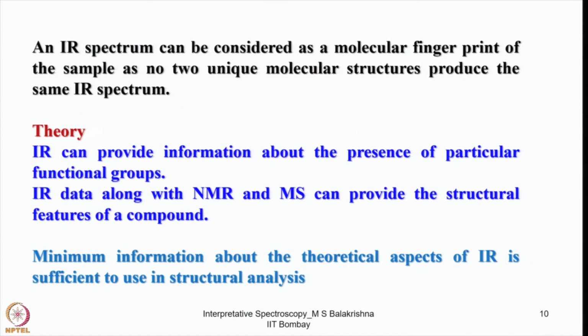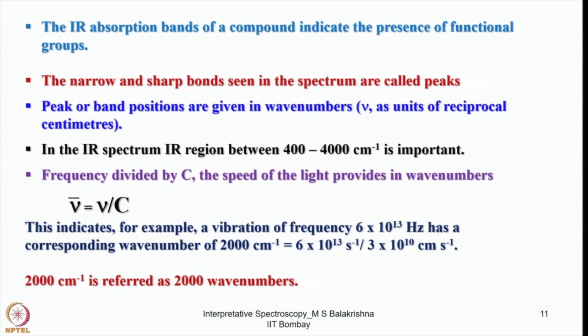Minimum information about the theoretical aspects of IR is sufficient for structural analysis, so I am not going into the details of theory, since my aim is to focus on interpretation with minimum theoretical background. I try to make you familiar with interpretation of data from various spectroscopic methods that we use routinely while characterizing organic or inorganic molecules. IR absorption bands of a compound indicate the presence of functional groups. This is the most important point one should remember. IR absorption bands indicate the different types of functional groups present in that molecule.